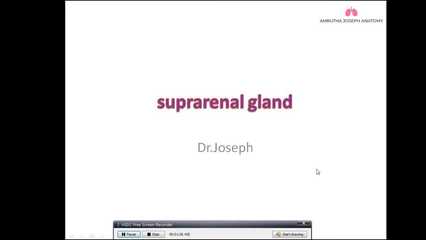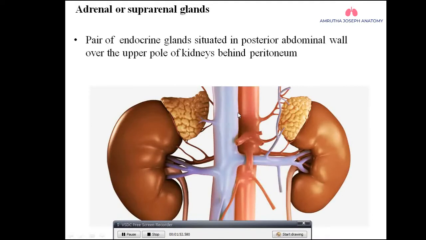Suprarenal gland is a gland which is related to the kidney. Renal means kidney, and supra means above. So above the kidney there is a gland, that is the suprarenal gland. It is also called the adrenal gland. These are the two adrenal glands that we have in the body, related to the upper pole of the kidney.